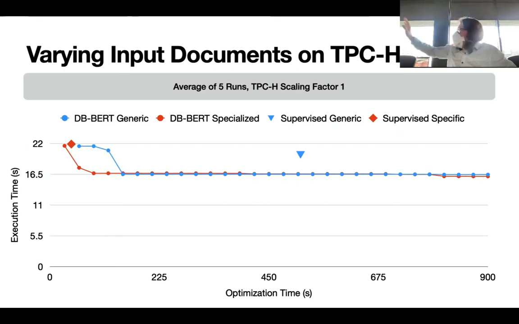And indeed, if you use the specialized document, then we can find a good configuration faster than when using all those more generic documents. In the end, both of them converge pretty much to the same solution, but that just shows that if you have tuning text which matches your requirements very well, you can probably get even better performance from DB-BERT.